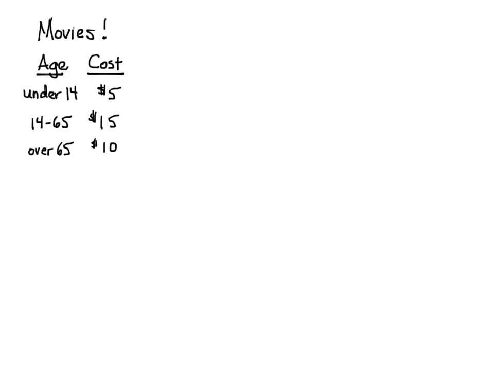So we actually have three rules here. If you're under 14, you pay $5. If you're between 14 and 65, you pay $15. And if you're over 65, you pay $10. So the domain, which is the age, is broken up into three different segments, so to speak. This is what's called a piecewise function. You don't have a single rule that defines the function. The function is defined in pieces according to different pieces of the domain.